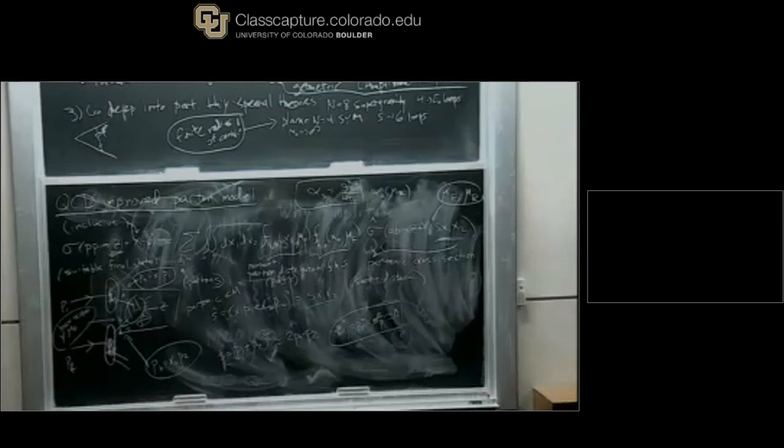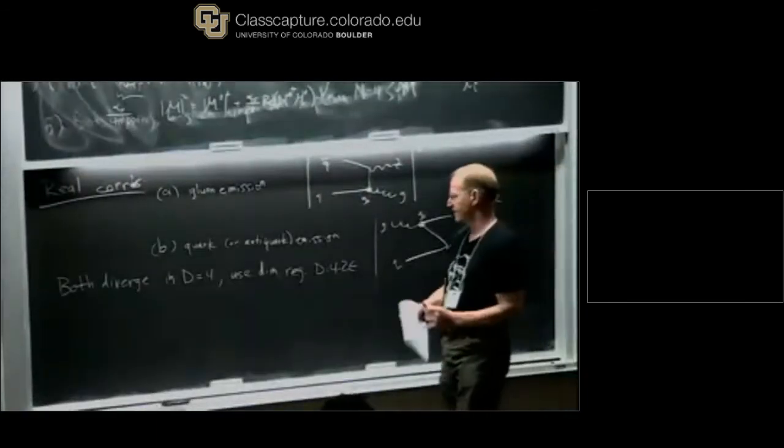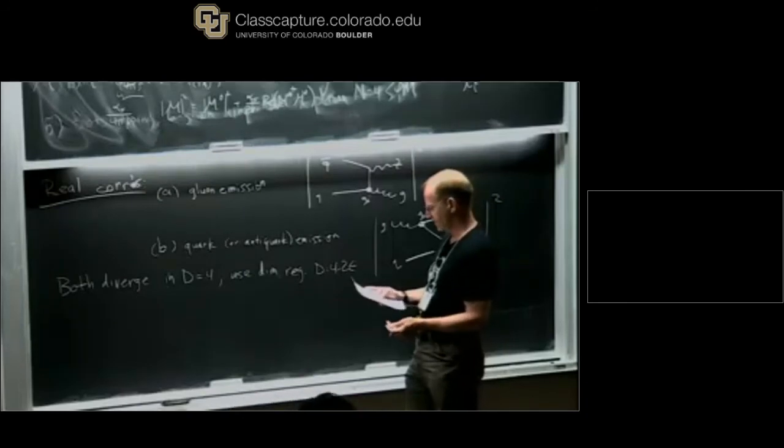So we're going to use dimensional regularization, D equals 4 minus 2 epsilon, to regulate them in the same way that you often used it, probably more for ultraviolet divergences in your quantum field theory course.